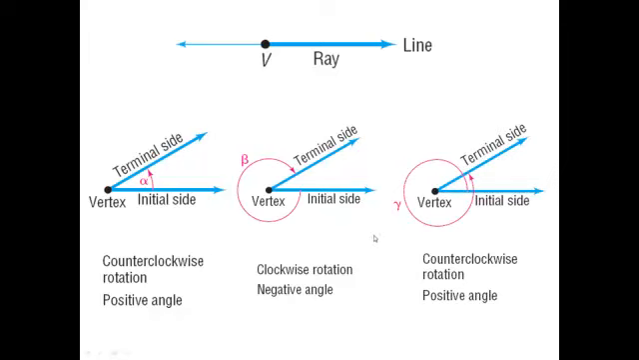Finally, here we have an angle gamma, and this angle gamma is called coterminal because it has the same initial side and the same terminal side as alpha has. So angle gamma is an angle that is coterminal with alpha, and it is a positive angle because it goes counterclockwise.